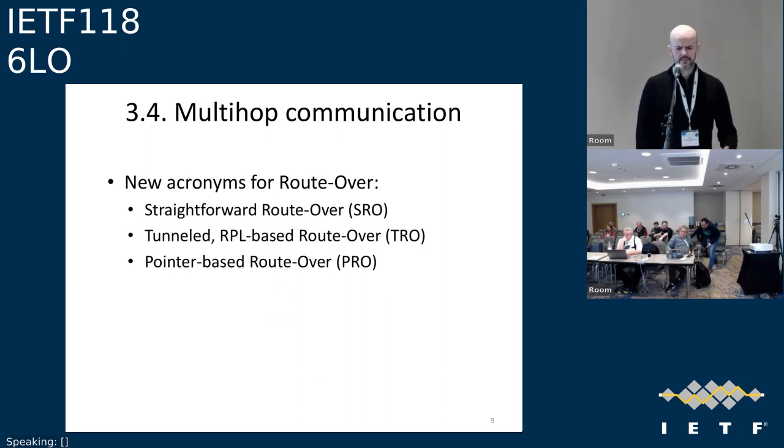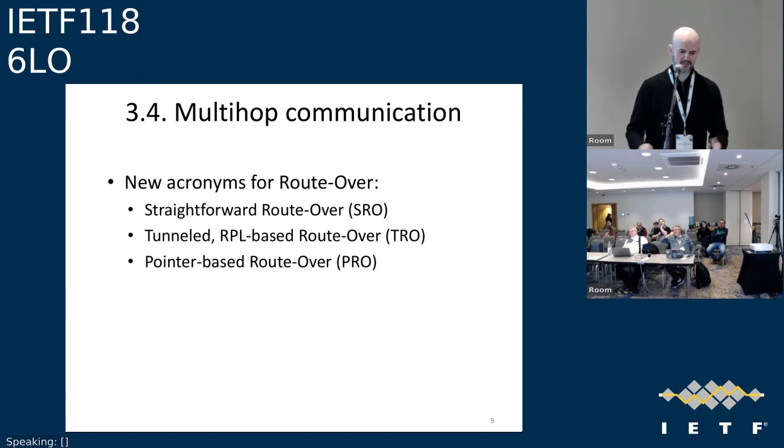So in 3.4, it's the section that focuses on multi-hop communication. First of all, we have tried to define some acronyms for the three route over approaches that we have. Recall, they are the ones shown on the slide. First one is straightforward route over, so the acronym would be SRO. The second one would be the tunnel ripple-based route over, currently TRO. And finally, pointer-based route over would be PRO. Anyway, we are open to suggestions if anyone has better ideas for acronyms for these different approaches, please let us know, okay? Yeah, next please.